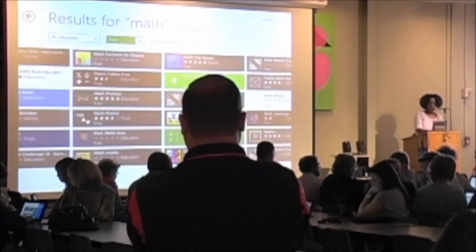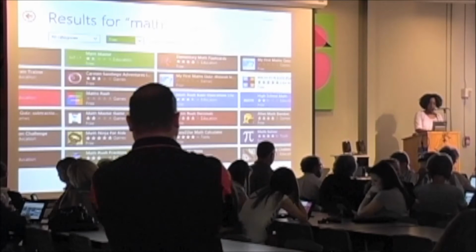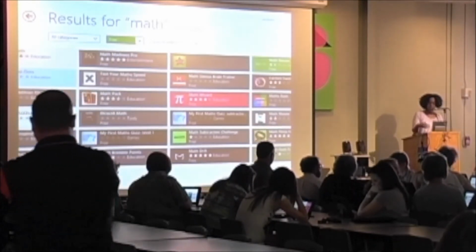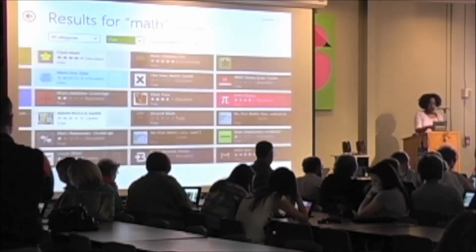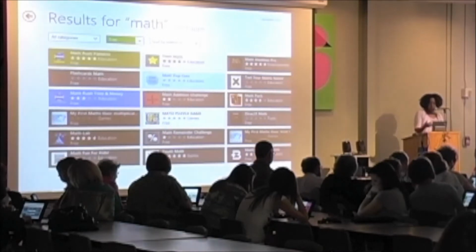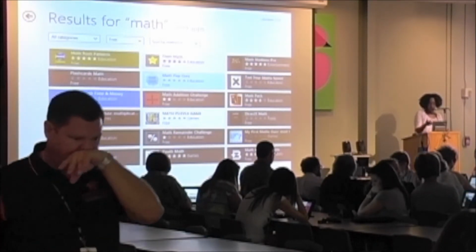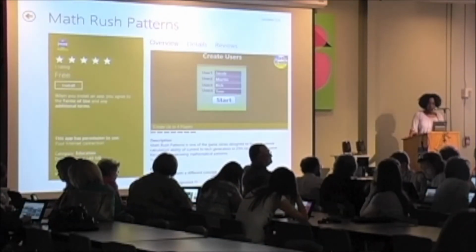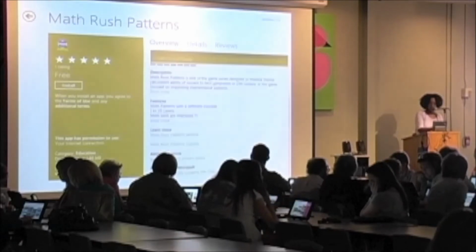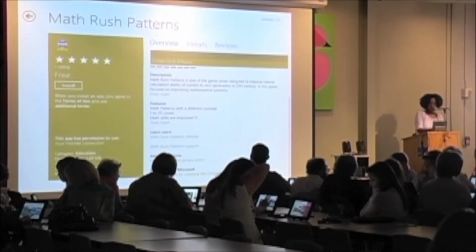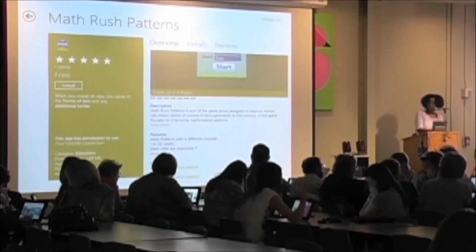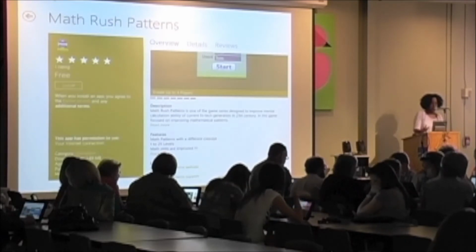Now notice the stars as well, because of course the stars represent ratings. Some of them are so new, so they may not have ratings, but just like any other app, sometimes it's trial and error. So this one has 5 stars. So let's see what this is. Math Rush Patterns, excuse me. Okay, you get a full description of what it is. And then when you're ready to install, you're literally going to click install.